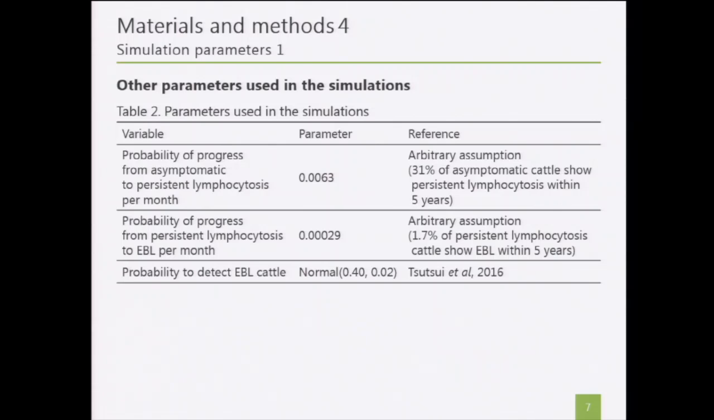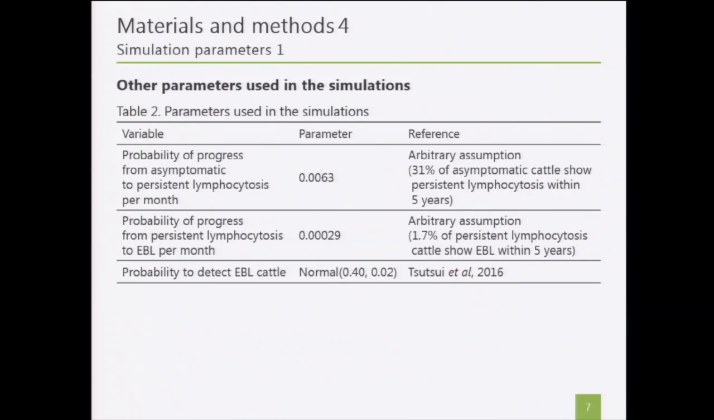And the probability of disease progression was assumed arbitrarily. The probability of progress from asymptomatic to persistent lymphocytosis was assumed to be 0.63% per month, which means 31% of asymptomatic cattle show persistent lymphocytosis within 5 years. And the probability of progress from persistent lymphocytosis to EBL was set to be 0.029% per month. This is the probability that 1.7% of persistent lymphocytosis cattle show EBL within 5 years.